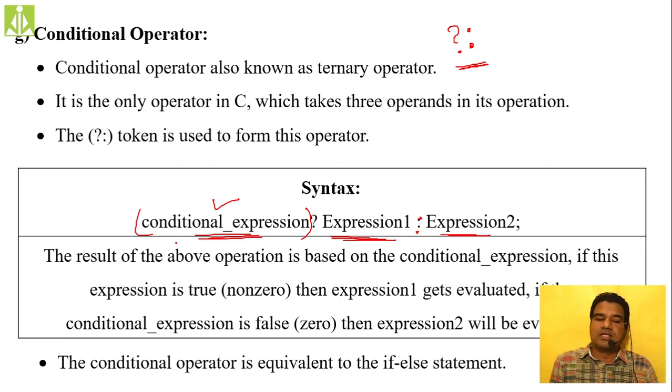Here, whenever you are putting a conditional expression, it can be evaluated to either true or false. There are only two possibilities. Whenever you are giving a condition, either it can be a true condition or it can be a false condition. There is no other state.